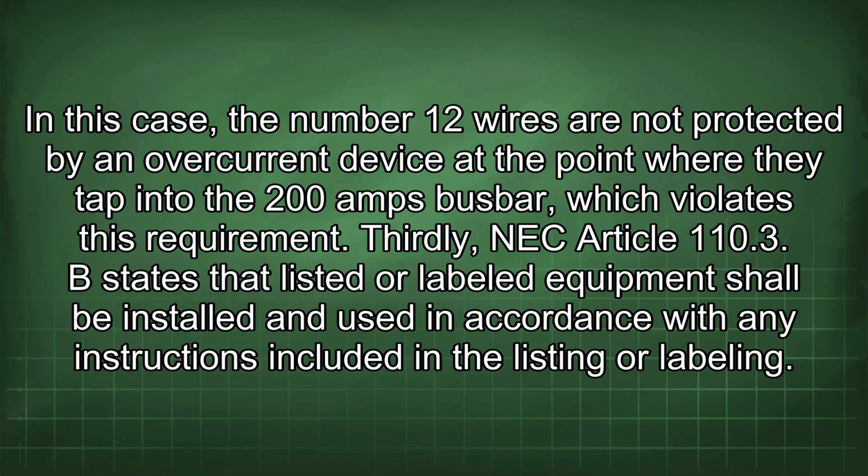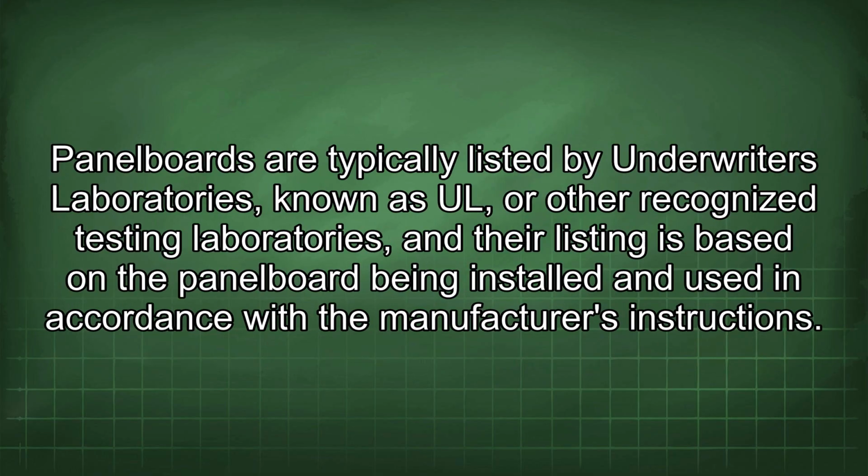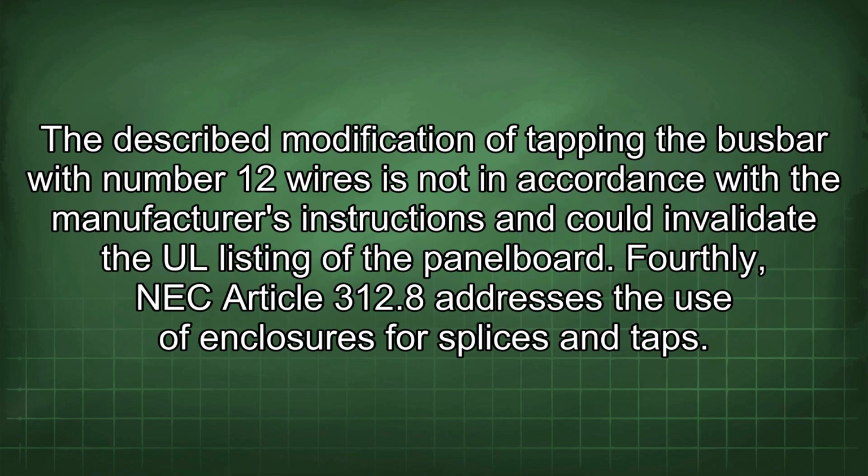Thirdly, NEC Article 110.3(B) states that listed or labeled equipment shall be installed and used in accordance with any instructions included in a listing or labeling. Panel boards are typically listed by Underwriters Laboratories, known as UL, or other recognized testing laboratories, and their listing is based on the panel board being installed and used in accordance with the manufacturer's instructions. The described modification of tapping the busbar with number 12 wires is not in accordance with the manufacturer's instructions and could invalidate the UL listing of the panel board.